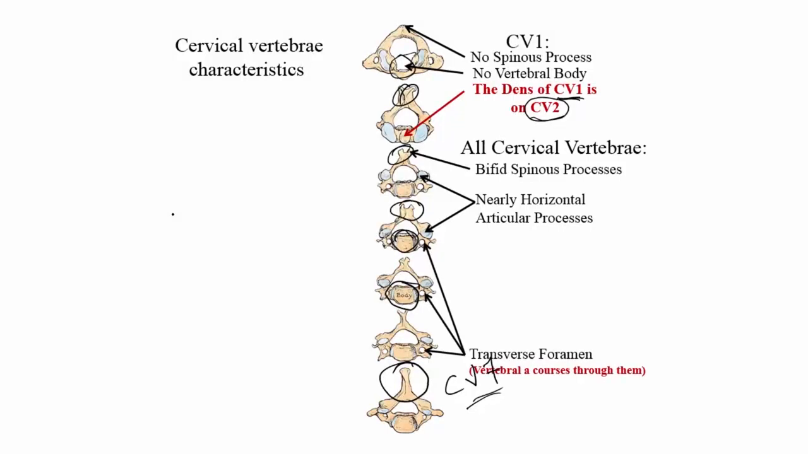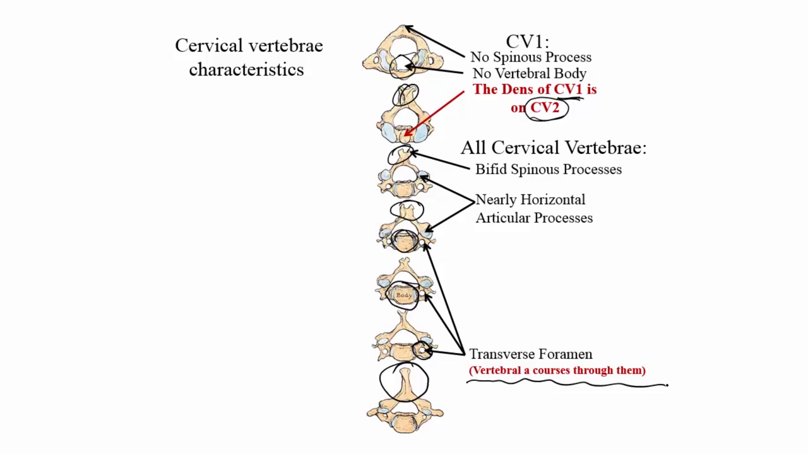We also have transverse foramen. So these are openings in the transverse processes. We talked about the transverse processes projecting out laterally, but in the case of the cervical vertebrae, there is a space in it, an opening in it, a foramen. And that's significant because it allows the vertebral artery to course through this transverse foramen.